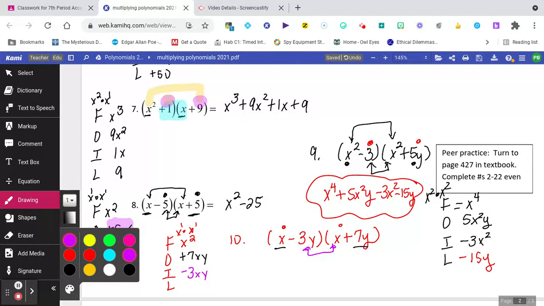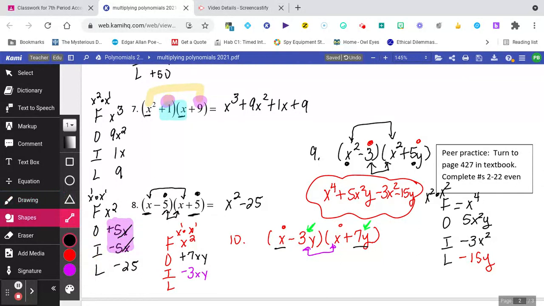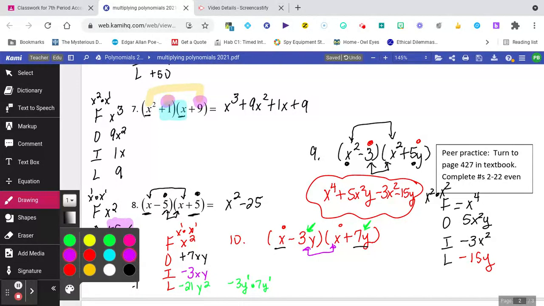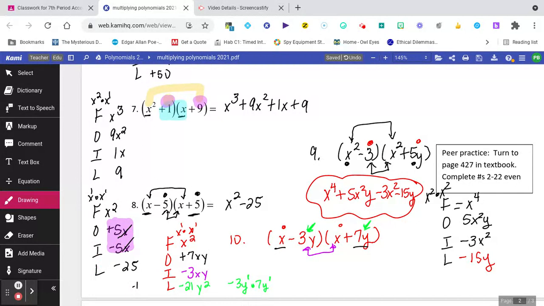And then what's last in each set? Negative 3y is last and positive 7y is last. Negative 3y and positive 7y, put your understood ones. It's going to give you negative 21y to the second power. So when I write this out, you're going to end up with x squared plus 7x. Oh, no, hold on one second. I don't want to write that out like that because I have some like terms.